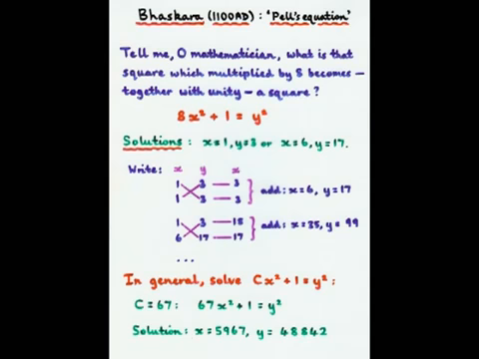To get another solution, you write 1, 3, which is what you had before. You have the new one, 6, 17. 1 times 17 is 17. 6 times 3 is 18. 18 and 17 give you 35. That's another x that works. And you can work out that y is equal to 99. And so you can generate as many of these as you wish.